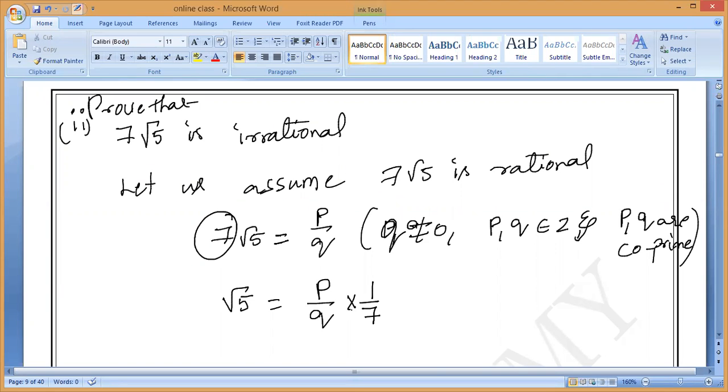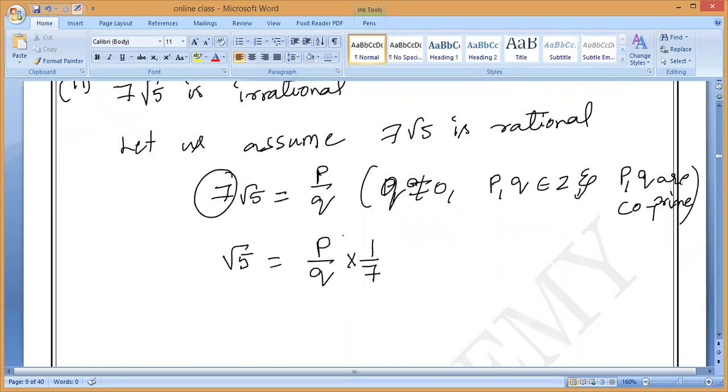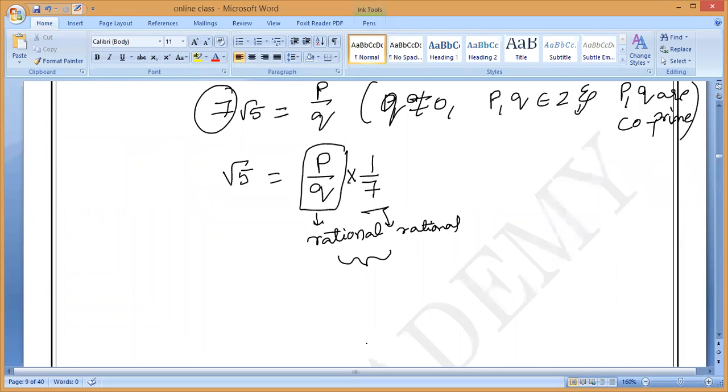So P by Q is rational or irrational? Rational, ma'am. Into 1 by 7, it is rational. Rational into rational is rational. Now we want root 5.